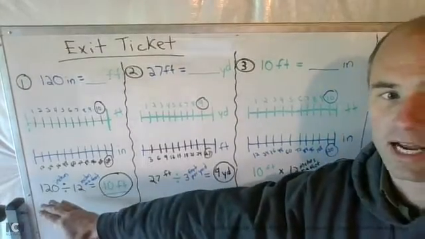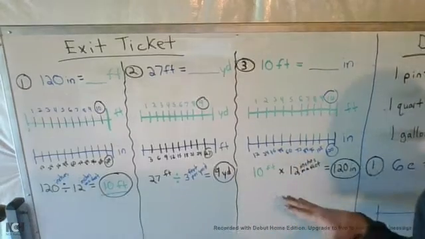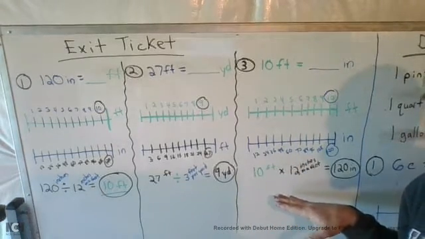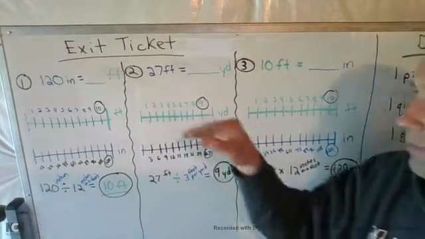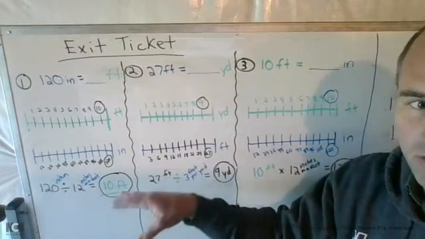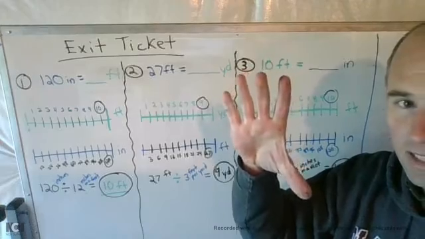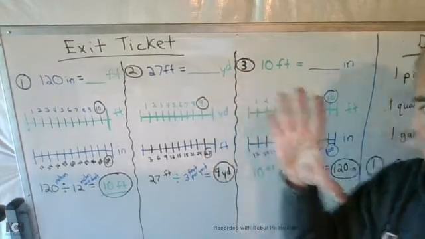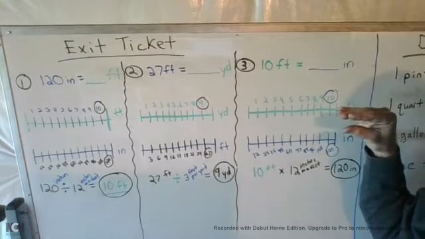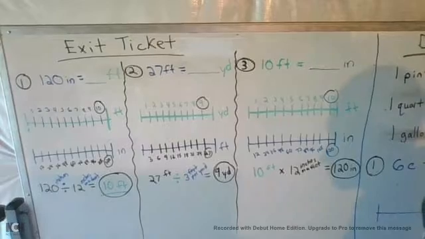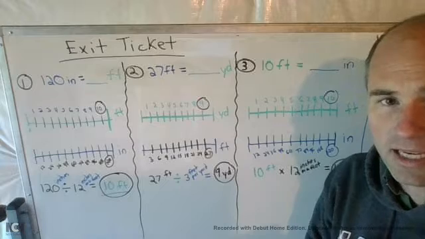Well, over here, I did division. 120 divided by 12. Here, I'm using multiplication because I'm going from feet to inches. When I'm going from inches to feet, I'm using division. A smaller measurement to a bigger measurement, it sounds silly, but you divide. When you go from a bigger measurement down to a smaller measurement, you multiply. All right, so that was length for day 10.